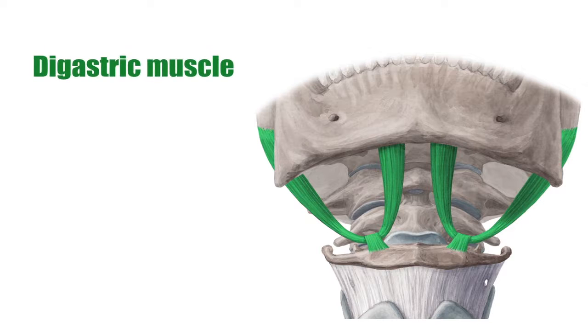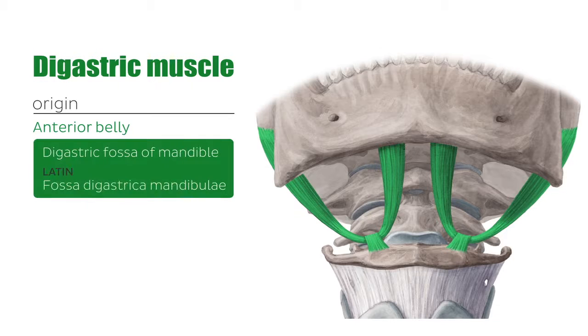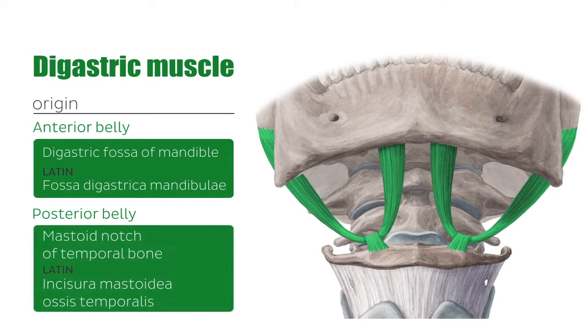This is known as the digastric muscle, and it consists of two parts, so Latin for two bellies, digastric, which are separated by this intermediate tendon that you see here. In terms of the origin points for this muscle, the anterior belly will originate from the digastric fossa of the mandible, and then the posterior belly will originate from the mastoid notch of the temporal bone.